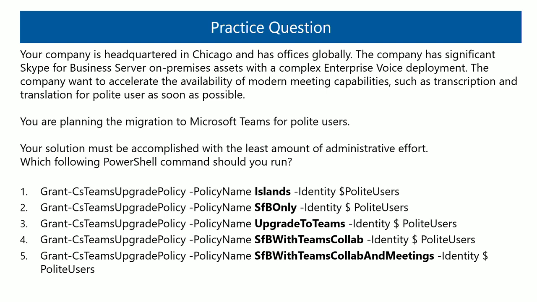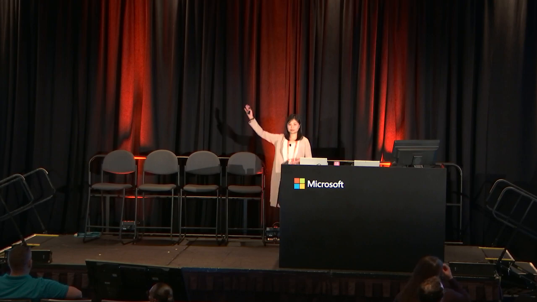Your company is headquartered in Chicago and has offices globally. The company has a significant Skype for Business Server on-premises deployment with a complex enterprise voice deployment. And the company wants to accelerate the ability of modern meeting capabilities, such as transcription and translation, for pilot users as soon as possible. You are planning to migrate to Microsoft Teams for pilot users. Your solution must be accomplished with the least amount of administrative effort. Which of the following PowerShell commands would you run? Anyone want to make a guess?